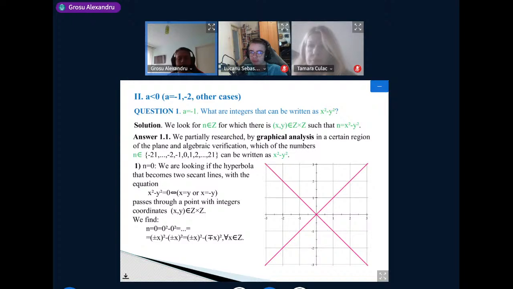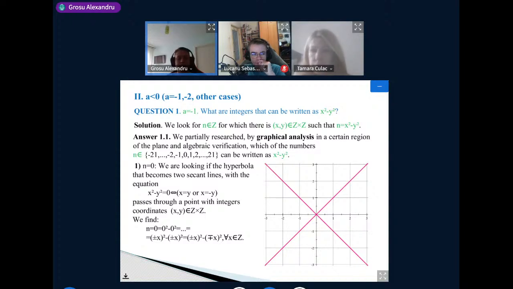For the first answer, we partially researched, by graphical analysis in a certain region of the plane and algebraic verification, which of the numbers n equals minus 21, minus 20, minus 1, and so on up to 21 can be written as x squared minus y squared.